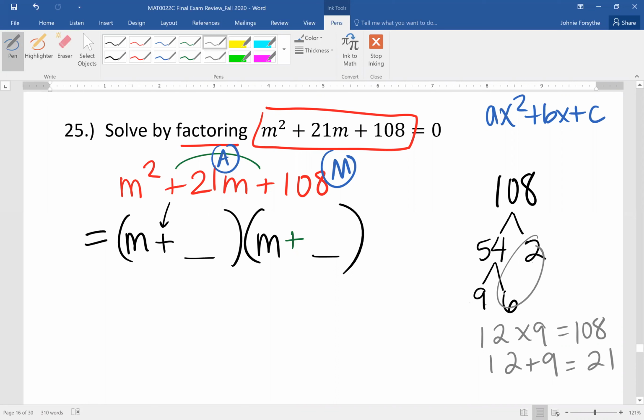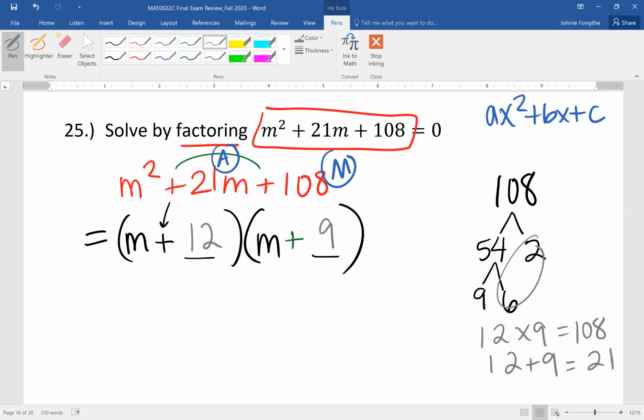In this case, with my sign rules, they're both positive, so it doesn't even matter which numbers I put first. I'm just going to put 12 and then 9. Because using those sign rules, you want to put the bigger factor first, but it doesn't matter in this case because they're both positive. And we're done with factoring this trinomial.